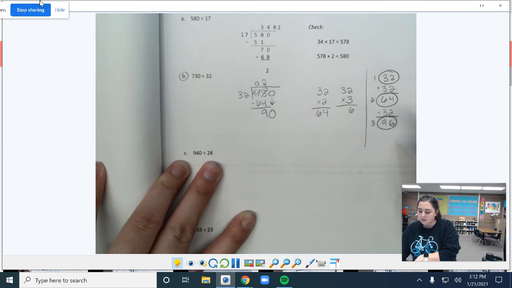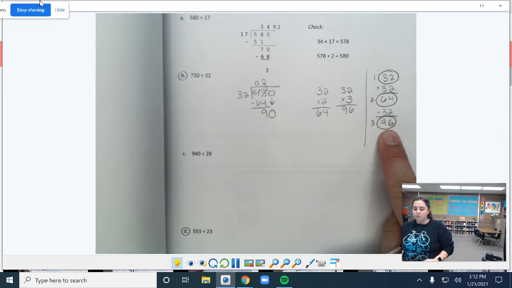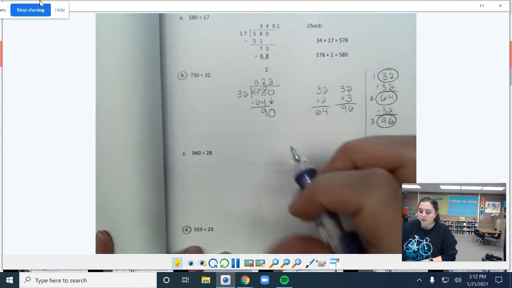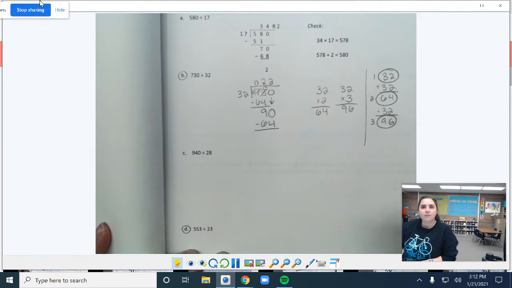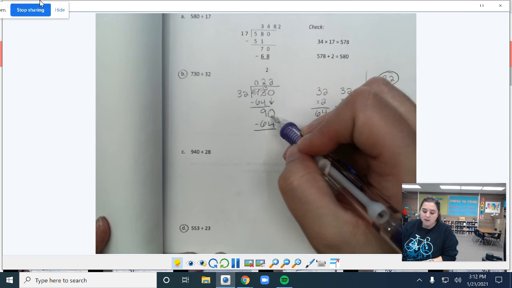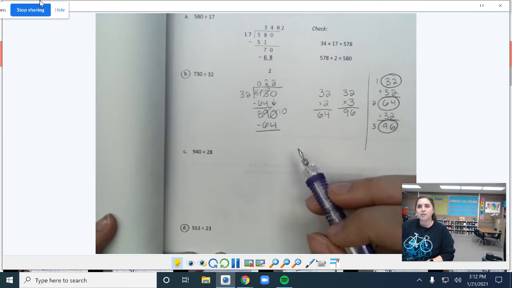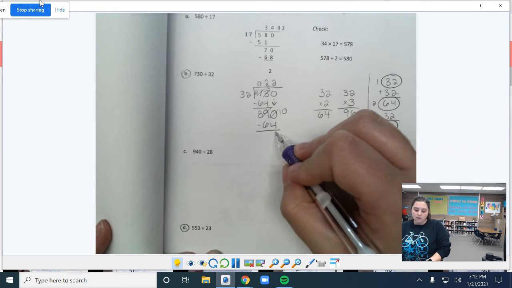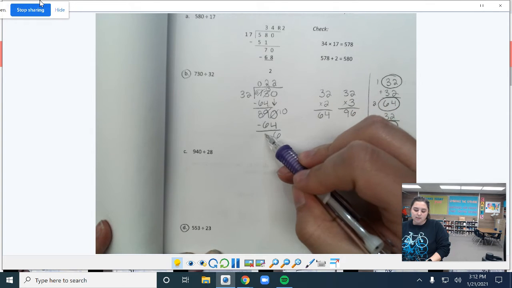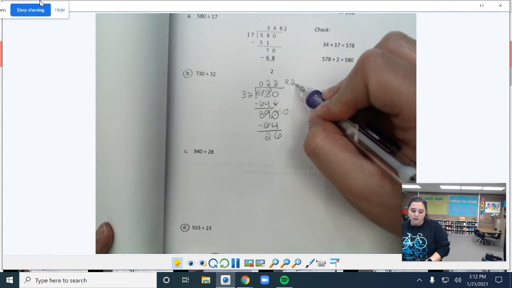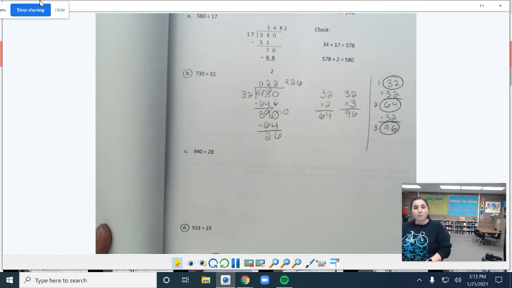3 times 2 is 6. 3 times 3 is 9. Oof, too much. I showed that here too. By counting up by 32s, 3 groups is too much. So it can still only go in 2 times, which would be 64. Subtract again. Can't do 0 minus 4, so if I take 1 away, my 9 becomes an 8. I add 10, so it becomes a 10. 10 minus 4 is 6. 8 minus 6 is 2. There's nothing left to bring down, so that's going to be my remainder. Remainder, 26.